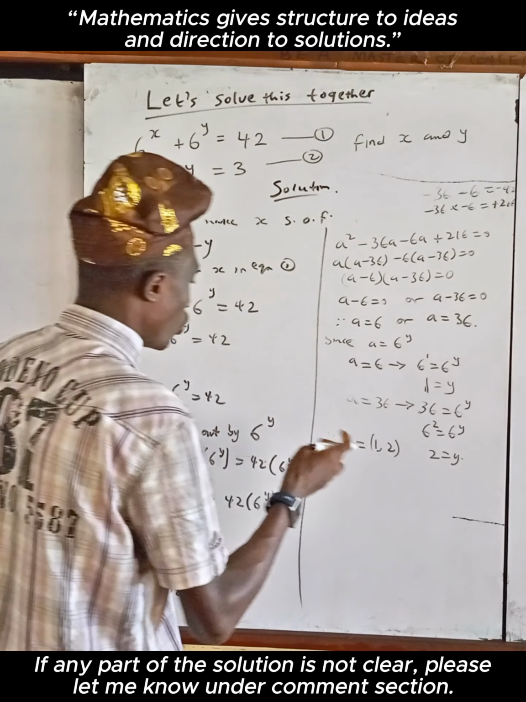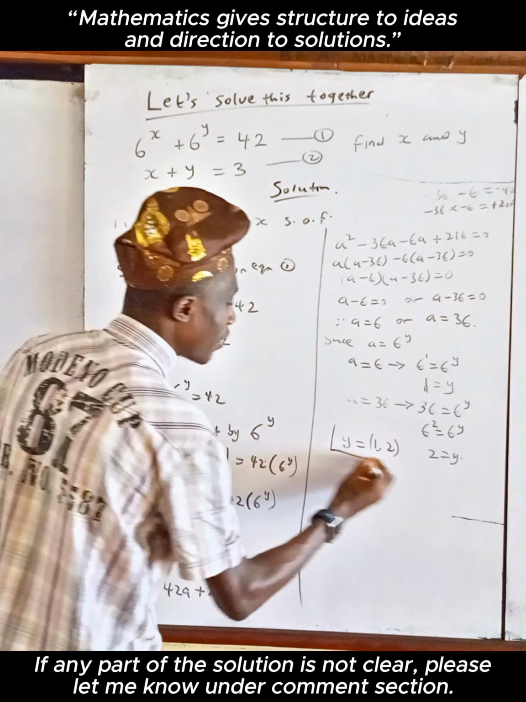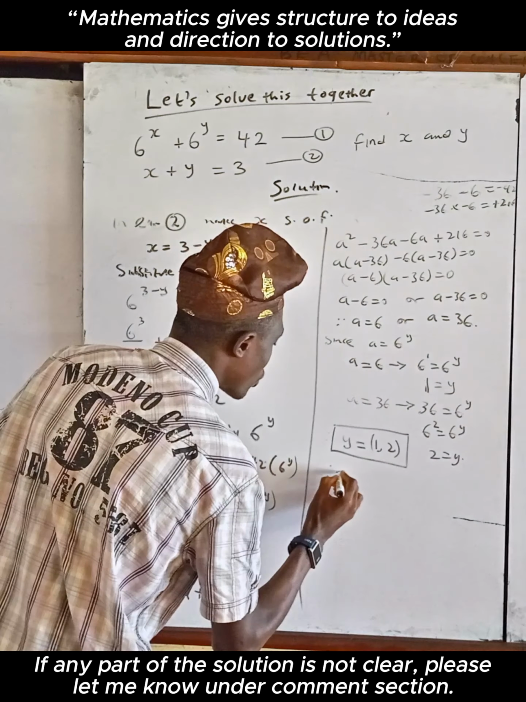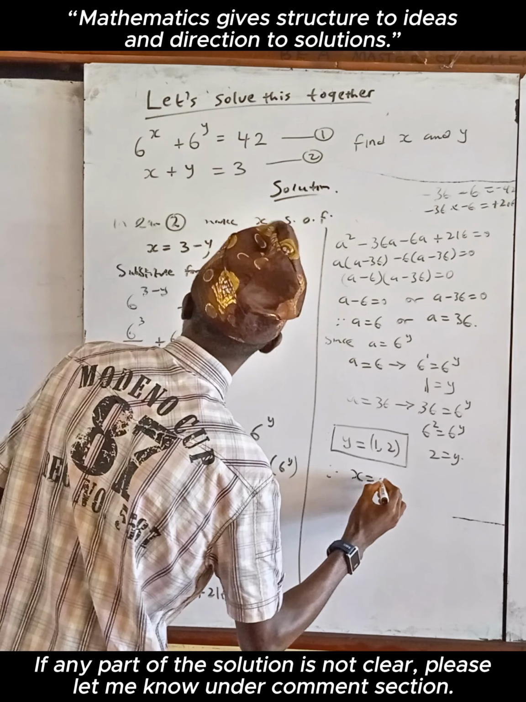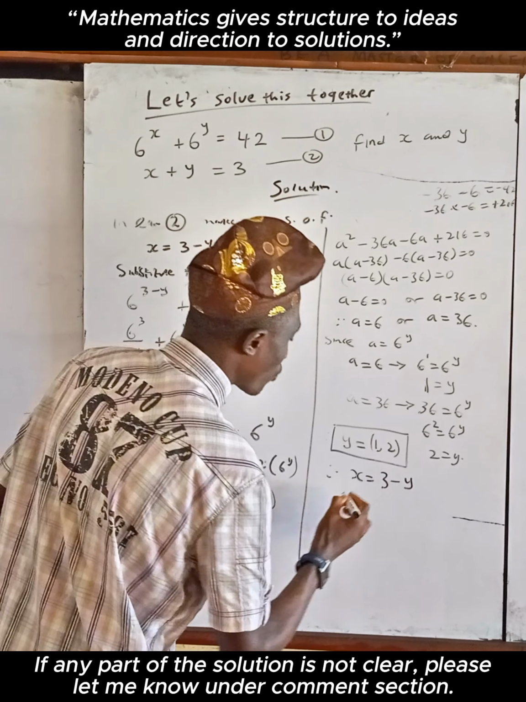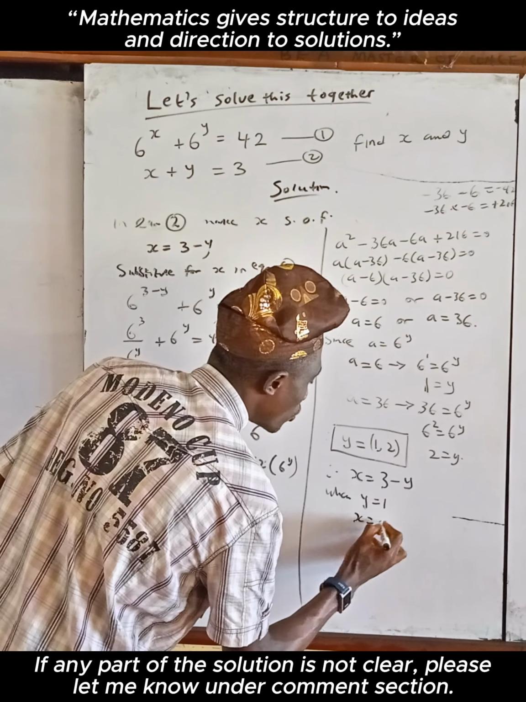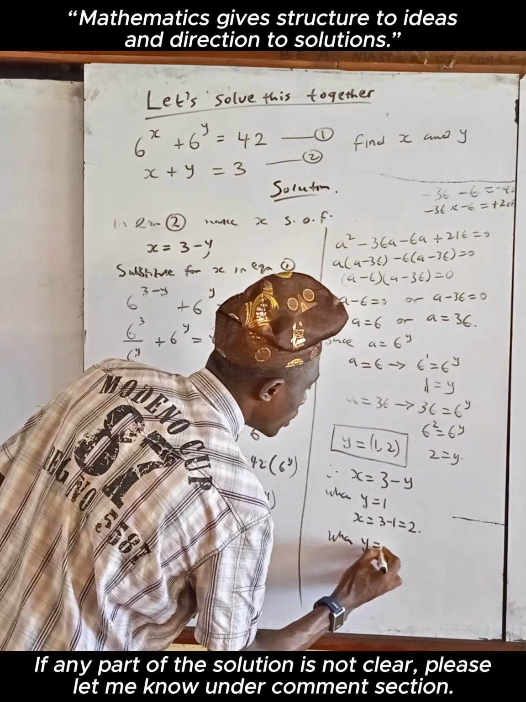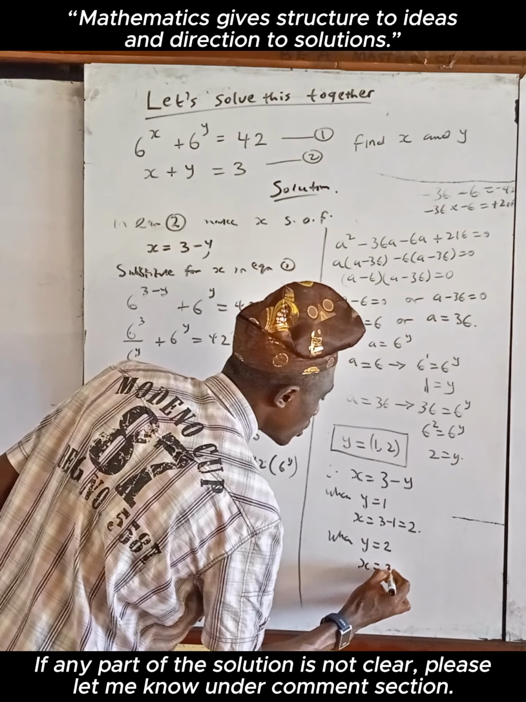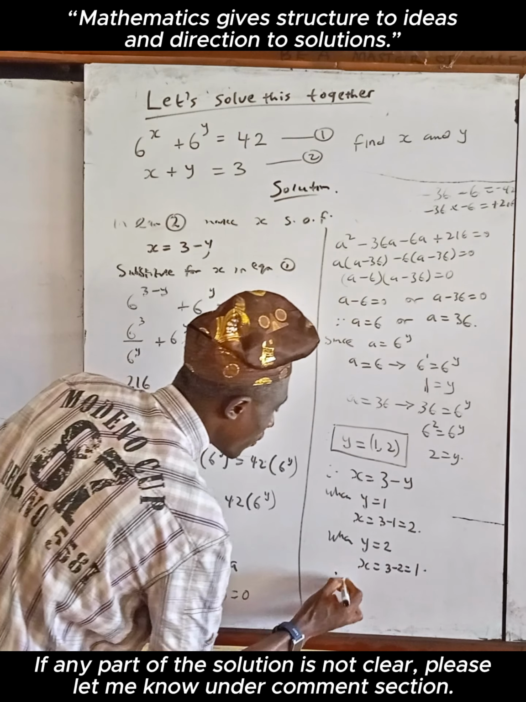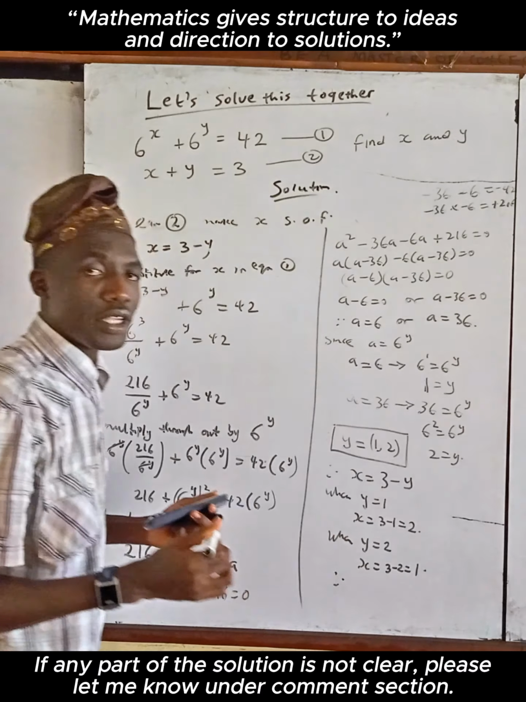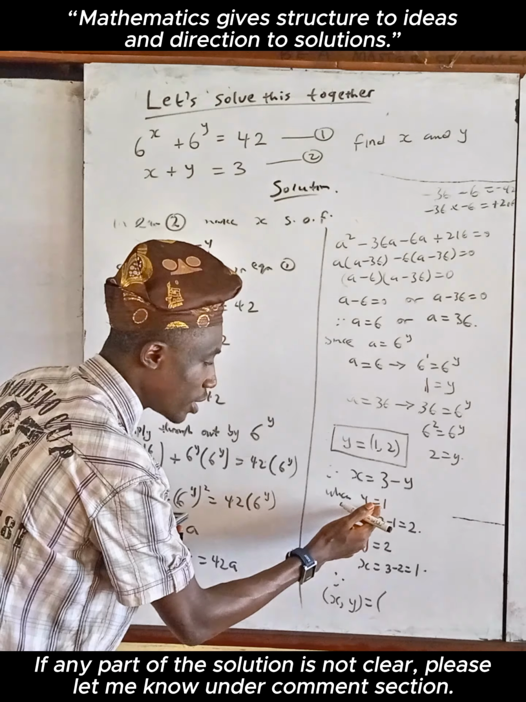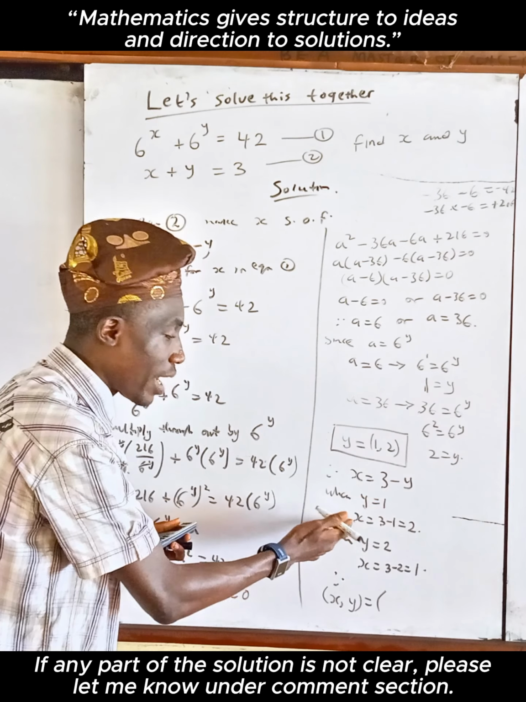Now we are going to substitute the values for y that we have gotten back into this place. For us to get x, since x is equal to 3 minus y, when y is 1, our x will be 3 minus 1, which is equal to 2. When y is 2, our x will be 3 minus 2, which is equal to 1. So our values, in the form of x, y, will be 2 different pairs. When y is 1, our x is 2.